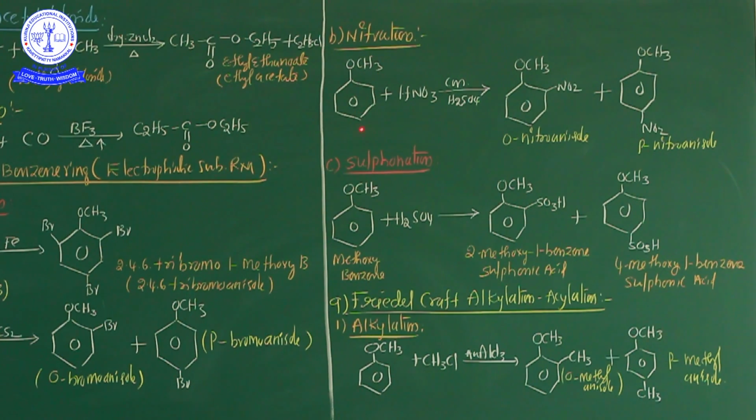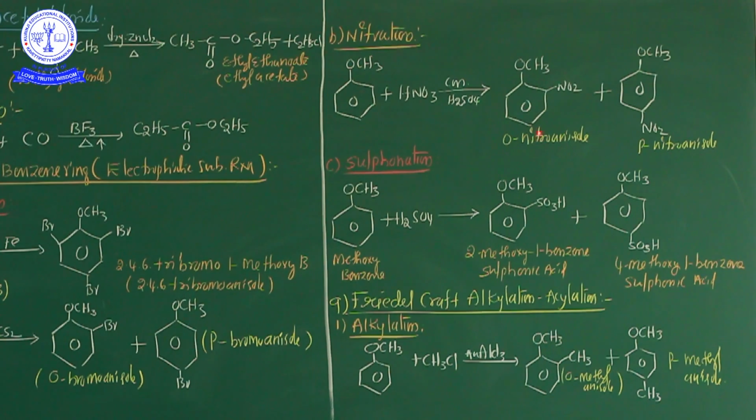So, important: anisole is treated with... what is the full form of anisole? Methoxybenzene. Methoxybenzene treated with a mixture of concentrated sulfuric acid and HNO3 gives two different products. Number one, ortho-nitroanisole. Second one is para-nitroanisole. This is the nitration process. Now the third one is sulfonation, which means sulfuric acid is involved. When treated with concentrated sulfuric acid, anisole undergoes sulfonation to form ortho and para-anisole sulfonic acid.